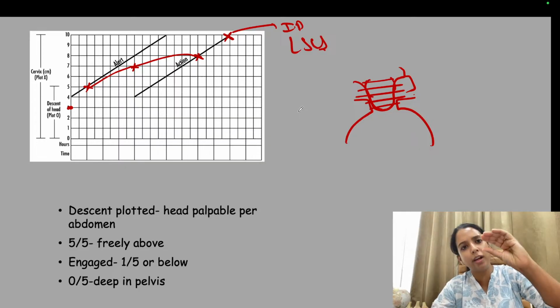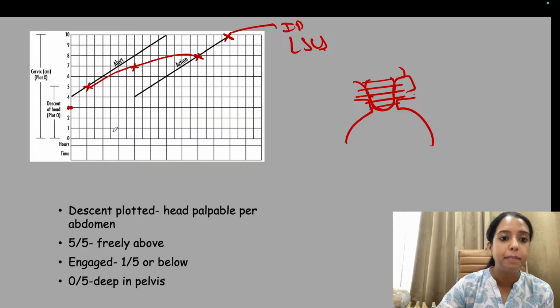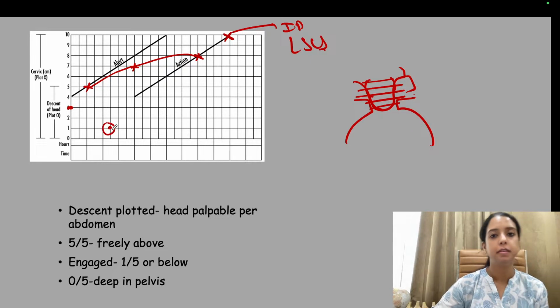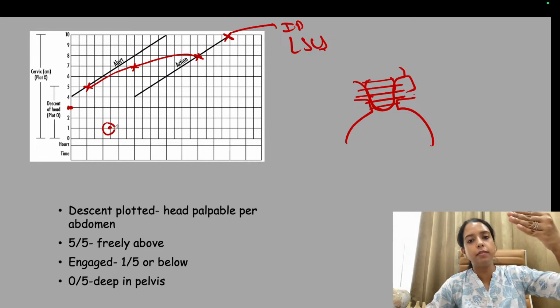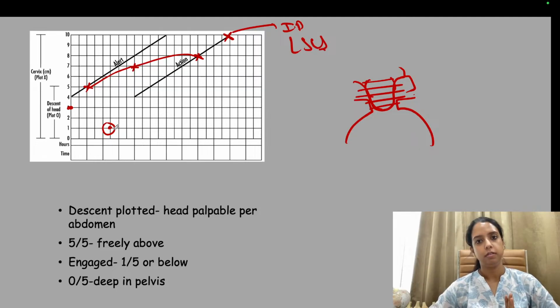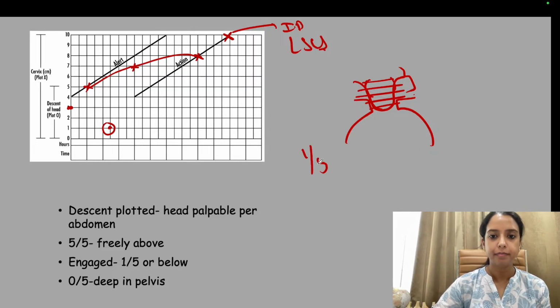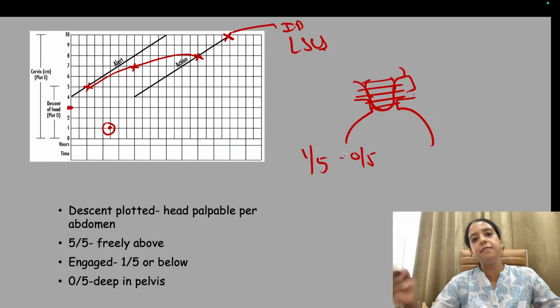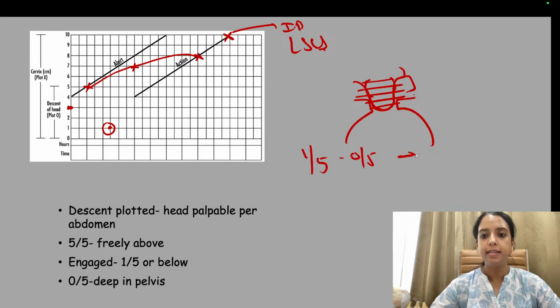मतलब pelvis में वो थोड़ा सा ही गया है. Only 2 parts have gone in the pelvis. I can palpate only 1 part in the abdomen. Means 4 parts of the head are gone into the pelvis. So 1/5 or 0/5 means I can't palpate any fetal part in the abdomen. Means head is engaged.